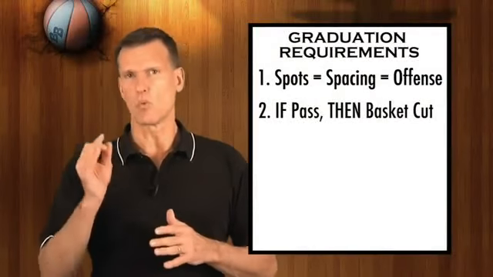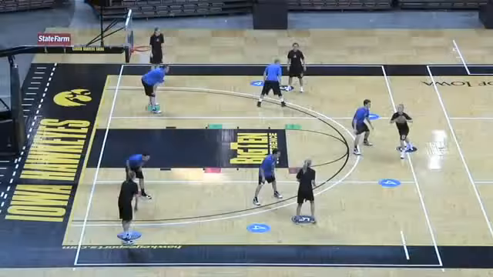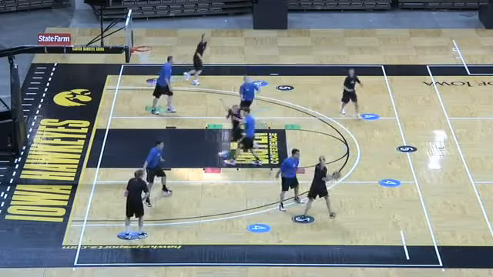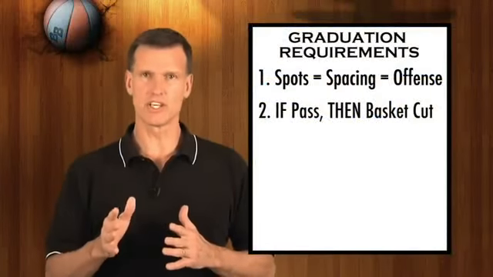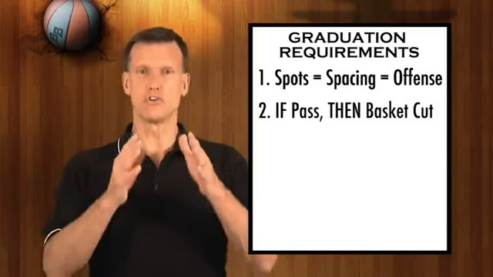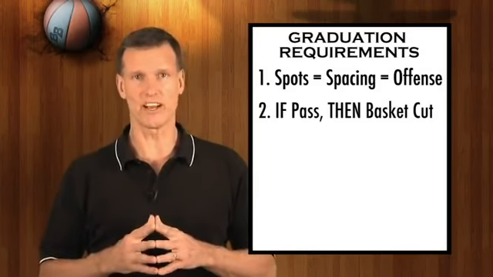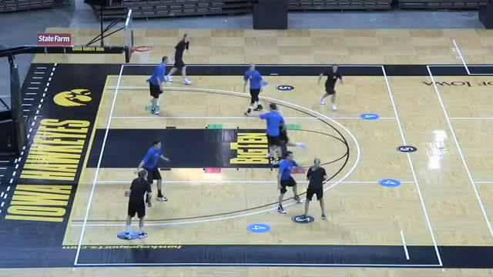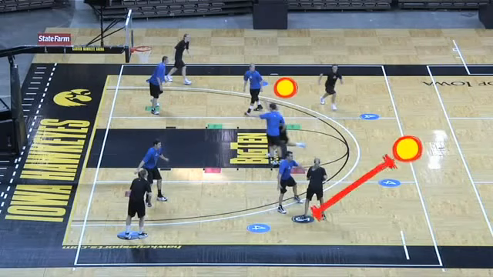Whenever a pass is made one spot away from the ball, the passer must make a basket cut. This is a rule that will never change. If you see a team that passes and stands, you can be assured it's not the read and react. Empty spots are to be filled, with the highest priority being those spots one pass away from the ball.